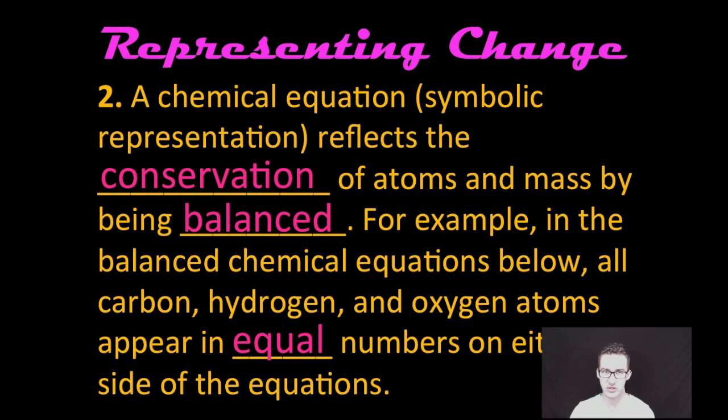Two, it's important that you recognize that a chemical equation is just a symbolic representation that reflects that conservation of atoms or mass by being balanced. So it's important to note, as you look at the following example of a balanced chemical equation, that all of the atoms are in equal numbers on either side of the equation.